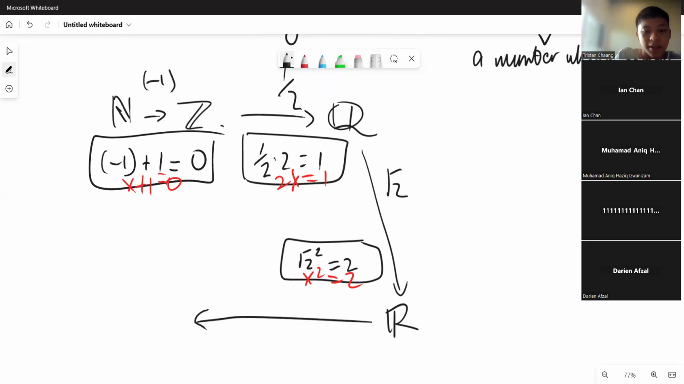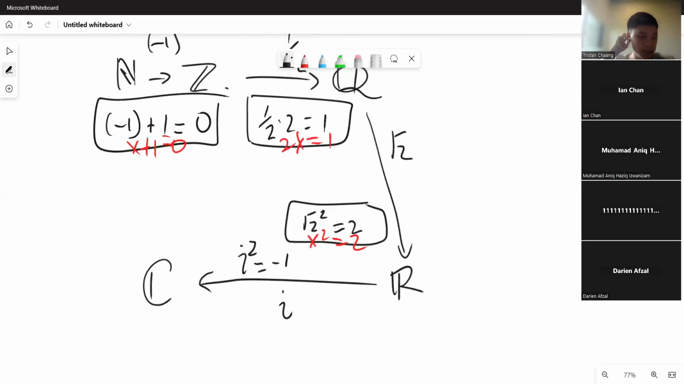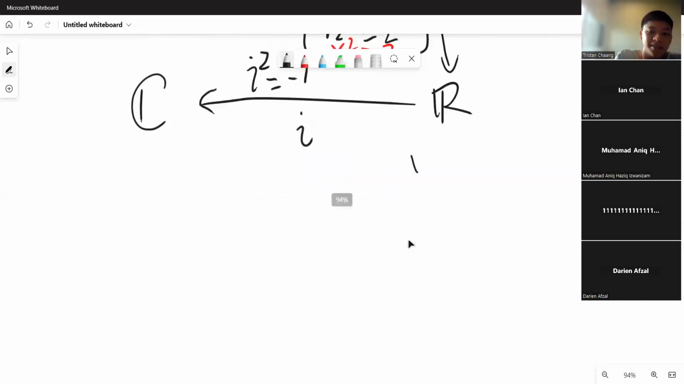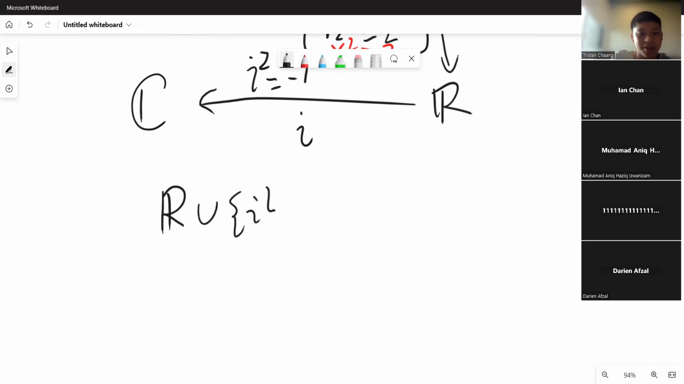So the thing is, if we introduce this new number i, such that i squared is -1, so basically x squared equals -1, we should get something called C. Well, let's see. No pun intended. So if I add a single term i into R, I mean we get this, right? Which isn't really useful. You just add a single element into this set of real numbers.